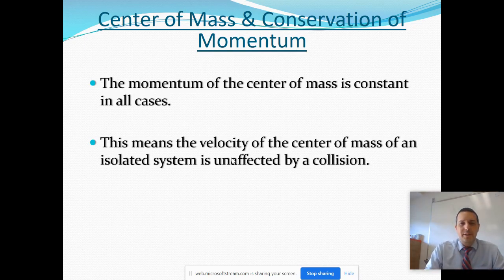This is extremely important because if you can understand how the center of mass of a system is moving before a collision, you can use that movement to understand how it's going to act after the collision.